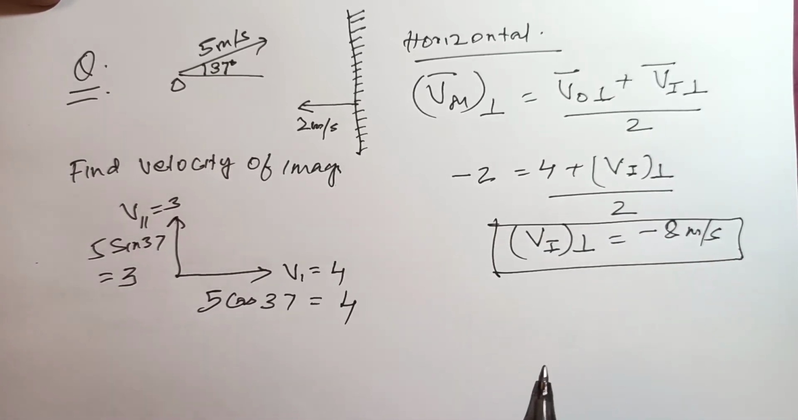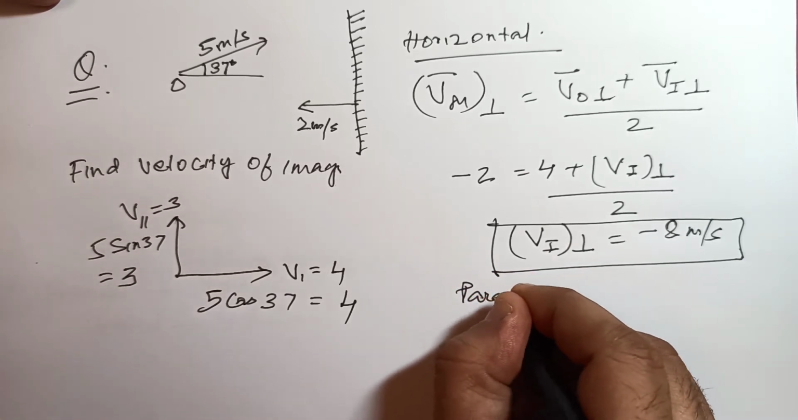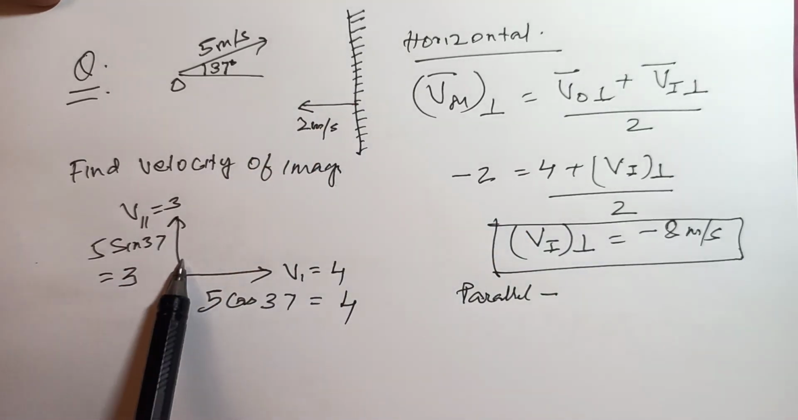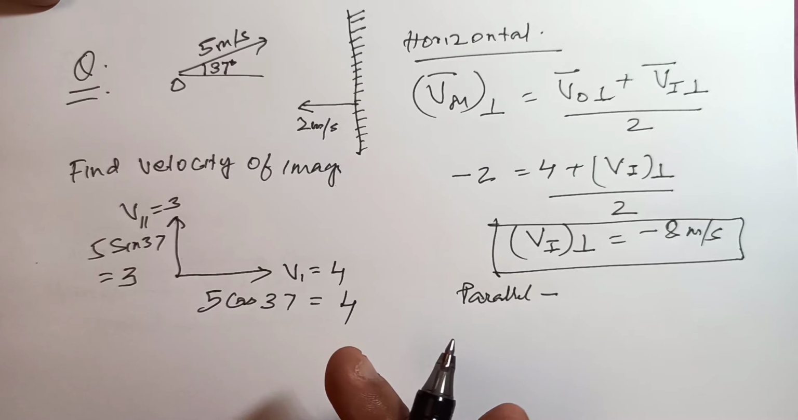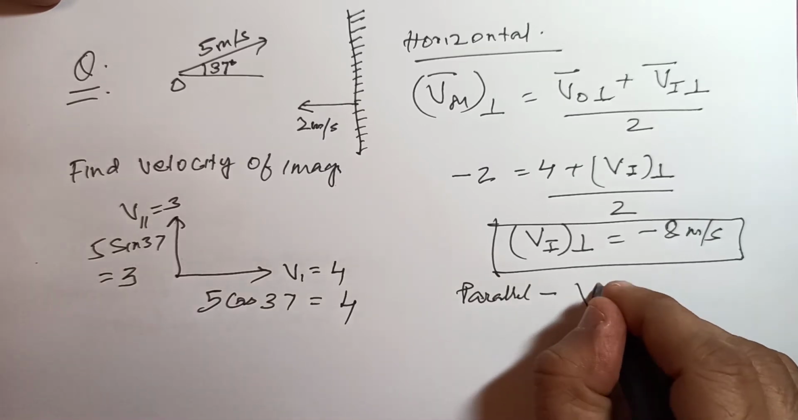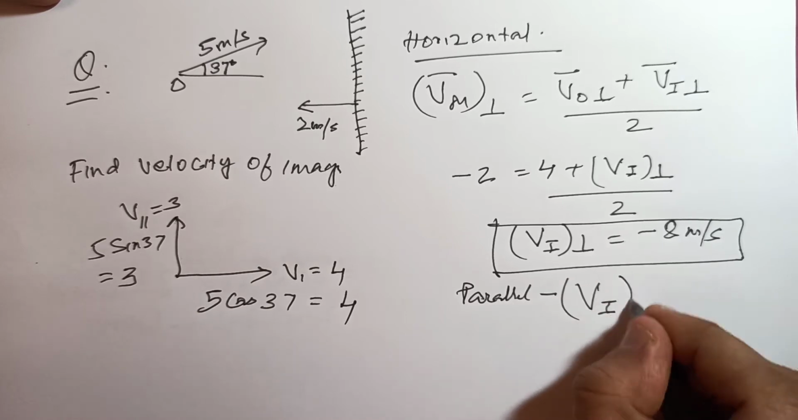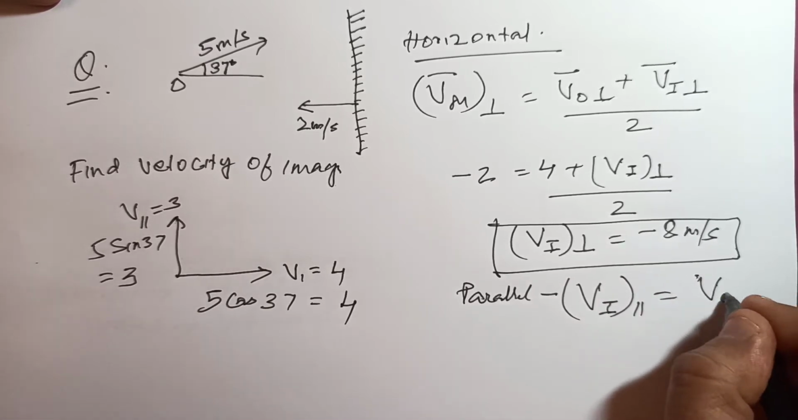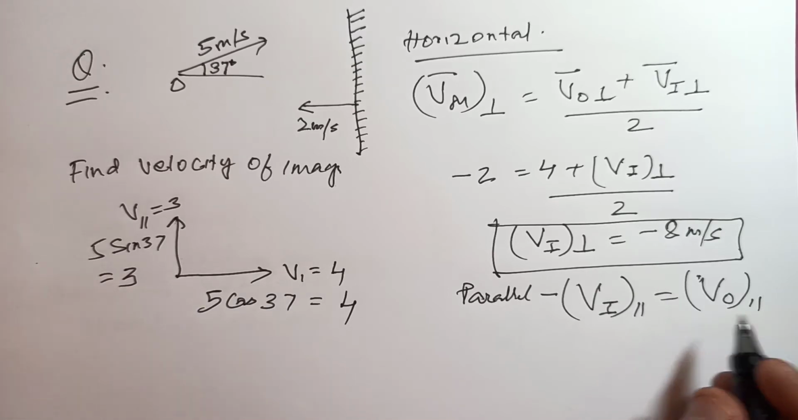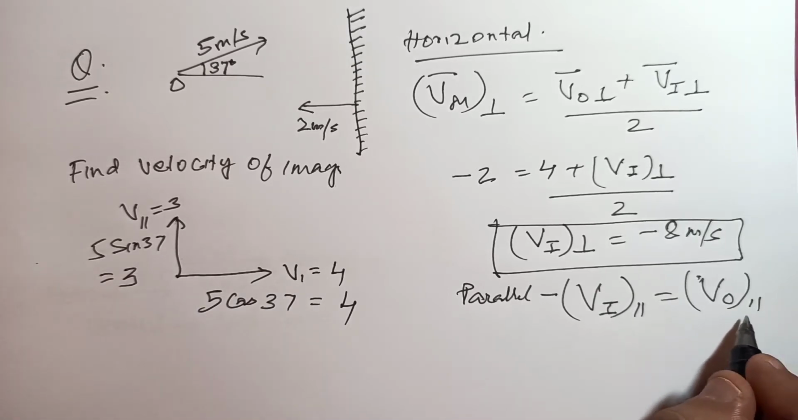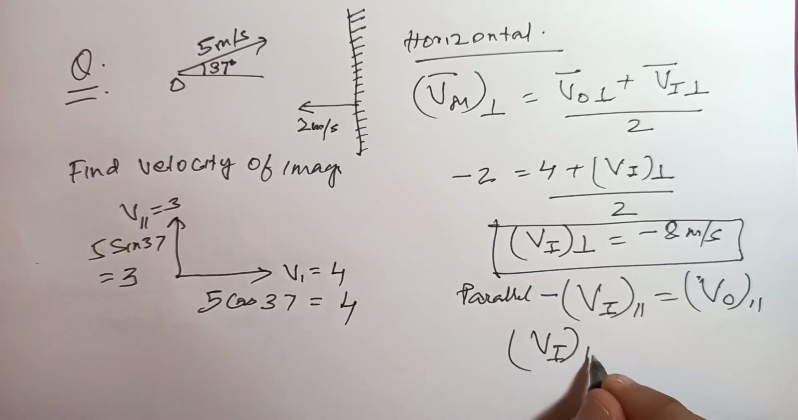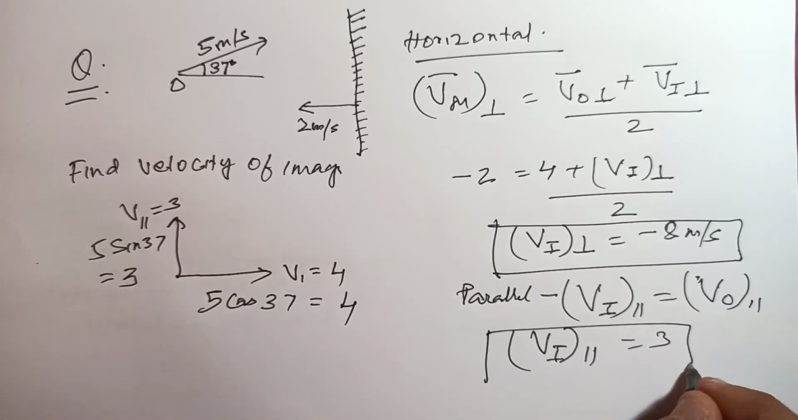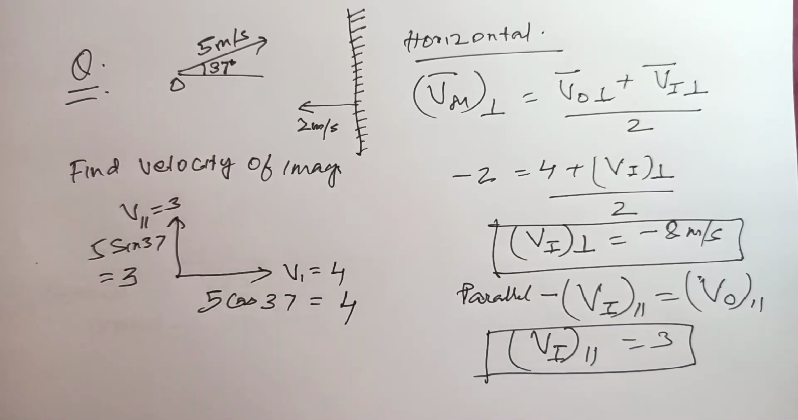Now for parallel, this velocity doesn't make any impact, so the velocity will remain the same. So image parallel is equal to V naught object parallel, right? So velocity of image parallel is nothing but 3. Correct? Now clubbing these together.